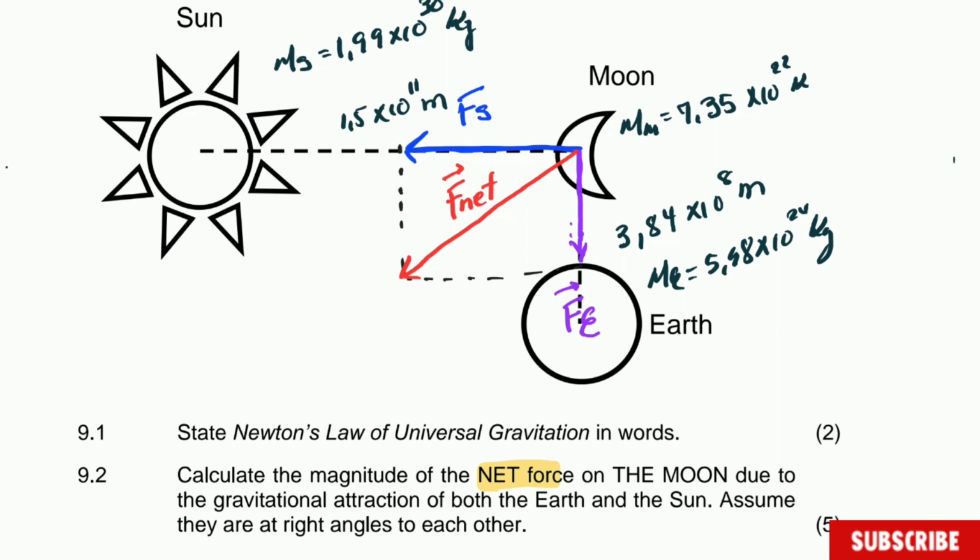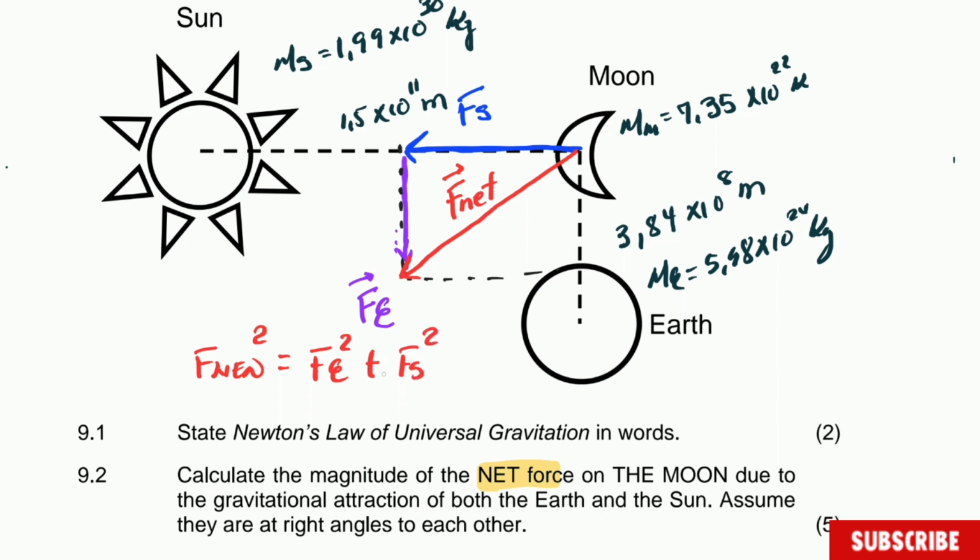You have to use Pythagoras. Remember this one here, if I move it in this way, you can see it's a right angle triangle. So all we have to do to calculate the F net, guys, F net squared is equal to Fe squared plus Fs squared. So we have to calculate Fe and Fs.